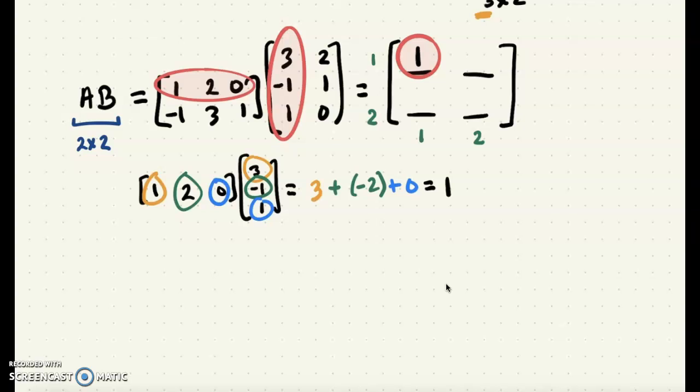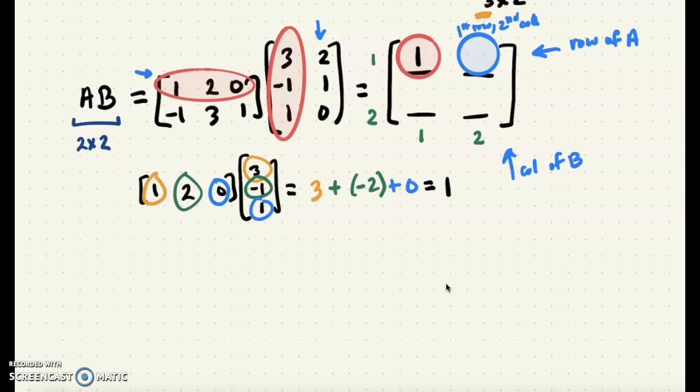Now, when we go to the next spot, so maybe we want to compute this spot next, that is the first row, second column. That means we're going to need the first row of A times the second column of B. Whatever row you're in, this will be the row of A that you use in the dot product. Whatever column you're in will be the column of B in the dot product. So the first row of A and the second column of B will give us the entry in the first row, second column of the product. So I'm going to go ahead and circle those things.